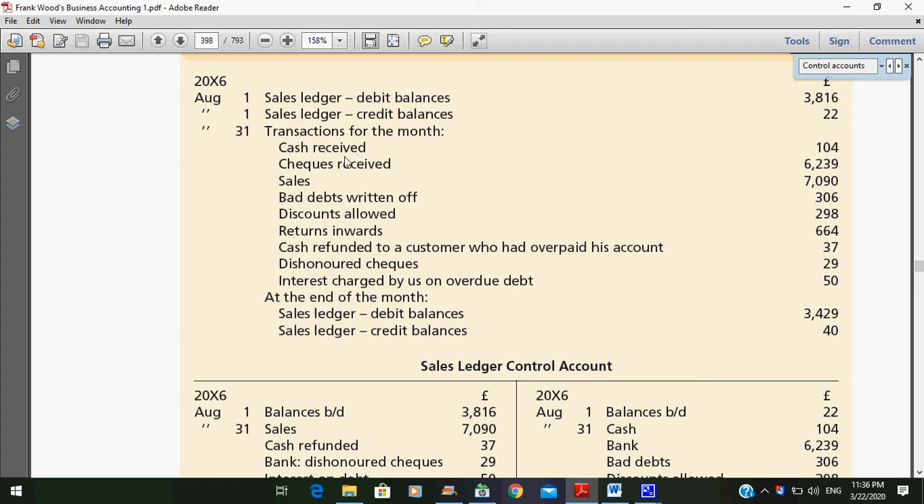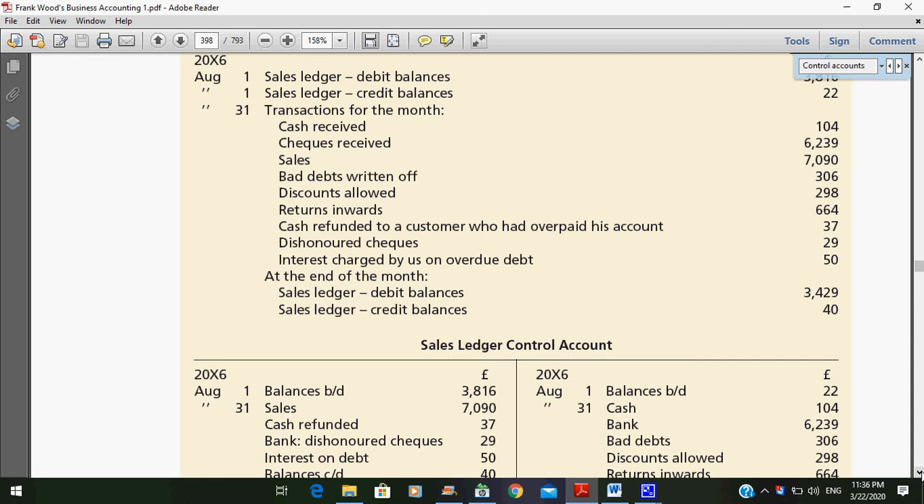Alright. Then next one is what? Cash received. Watch this now. Remember our steps that we followed before we went here, right? Now the step says that at the end of the period you must post the totals of all payments from debtors received during the period from the cash book to the what? Credit side of the sales ledger control account. Remember that step, alright? Now this 104 will go here on the credit side as you see here. Check to see you go here on the what? Credit side as well, 6,239. Same step.